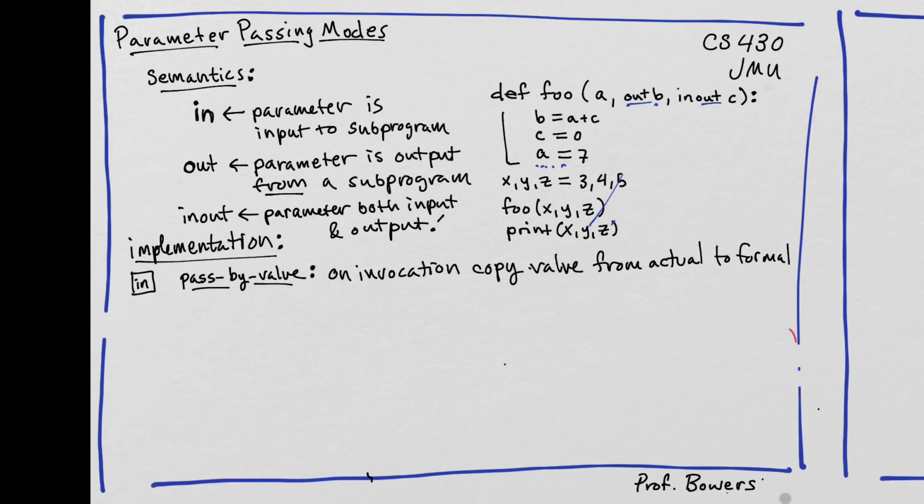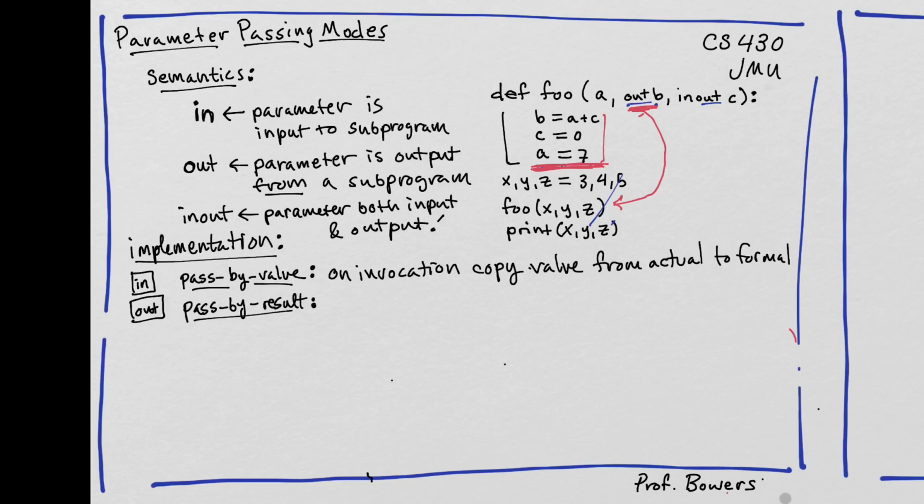The next method is an implementation of out mode, and it's just the inverse of pass by value. So this is called pass by result. And the idea is when the function returns, we're going to copy whatever the final value is of the formal parameter inside the subprogram back out to the actual parameter. So for instance, with foo here, when we return at this point in the program, we're going to take whatever the value of b is and copy it into y. But that's not going to happen while the function is running, but when it returns.